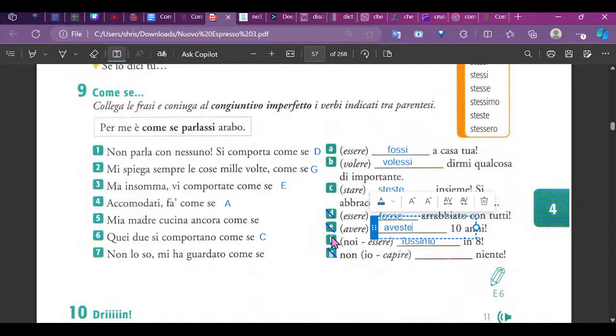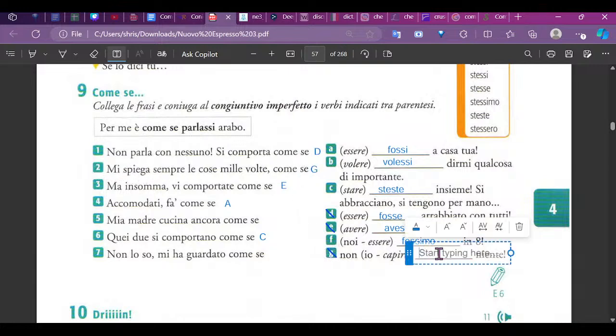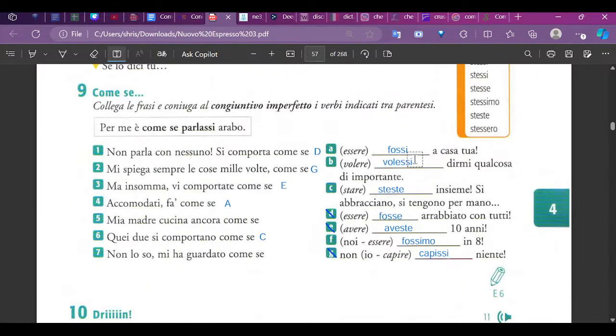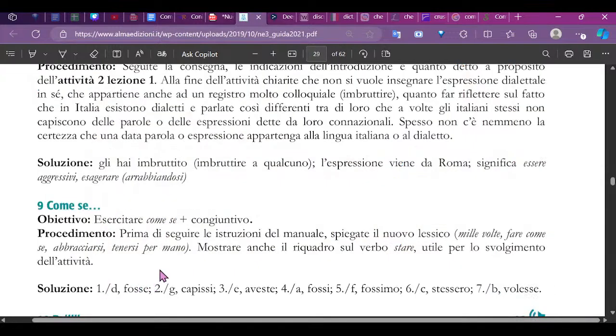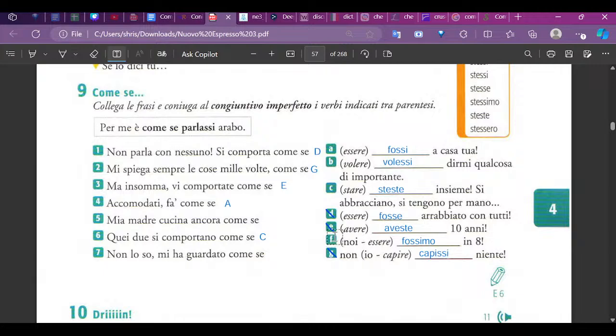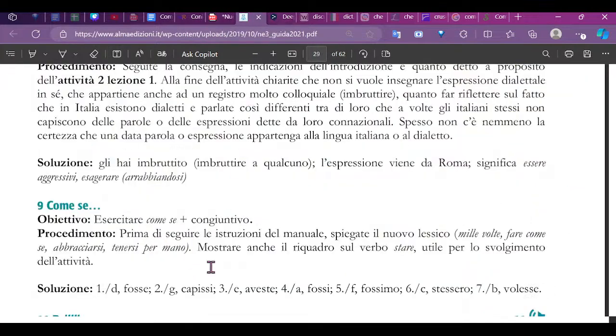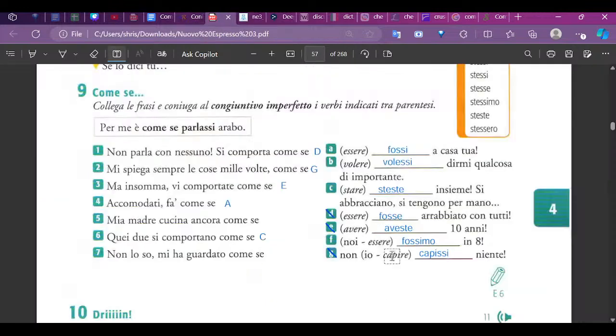Aveste. G is okay. Mi spiega come non capisci? Is that right? Okay. Forse capisci, aveste? What? Oh, they mean. Okay. D is. There, yeah. G is capisci. E aveste.